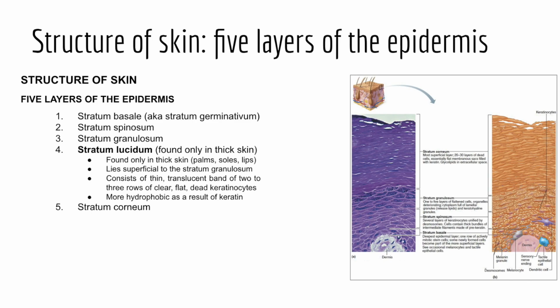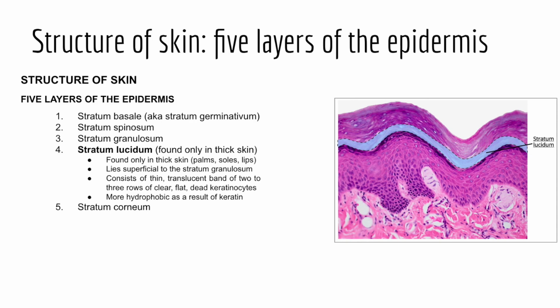Next, we have the stratum lucidum layer, sometimes referred to as the clear layer, which again is only found in thick skin, that is the palms of our hands, the soles of our feet. When present, it consists of somewhere between 3 to 5 layers or rows of flattened dead keratinocytes. Here in our Powell slide, we see the stratum lucidum highlighted in blue, found superficial to the granulosum, spinosum, and basale layers.